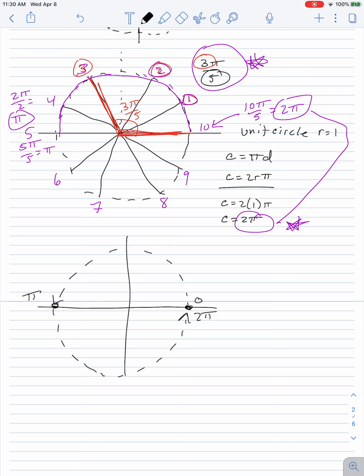Some other numbers that you should probably just have in your head. This is pi over 2. It's halfway between 0 and pi. And this is 3 pi over 2. So what I like to do is say, you can pretty much just forget the pi and treat it as a fraction, and it makes a lot of sense. Okay, this right here is half of that top half, which is a quarter. This is a whole half. This is 1 1/2. Okay, and this is all the way around.